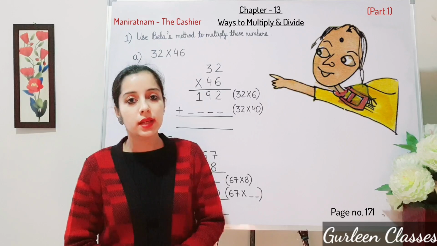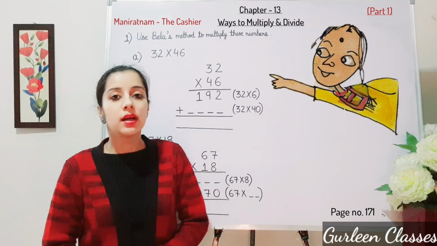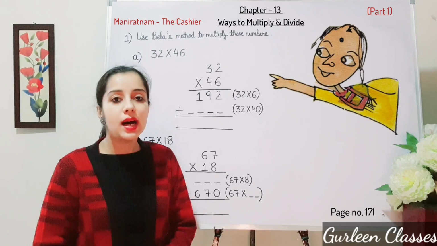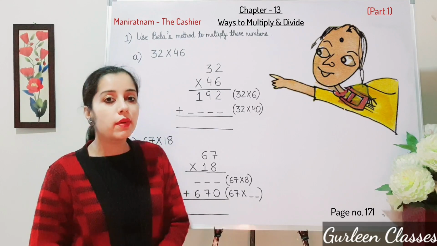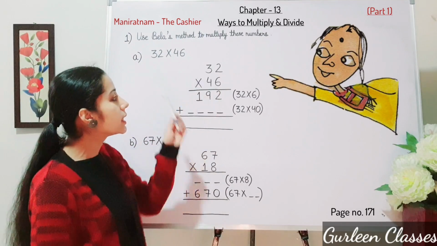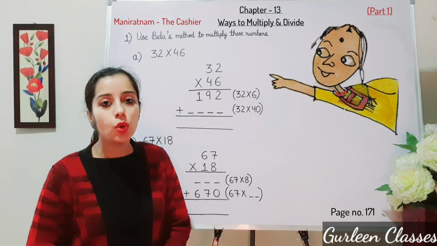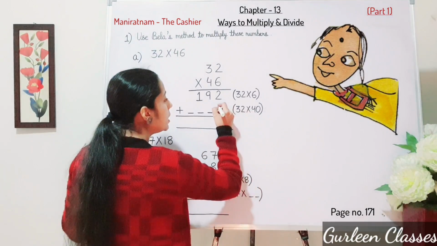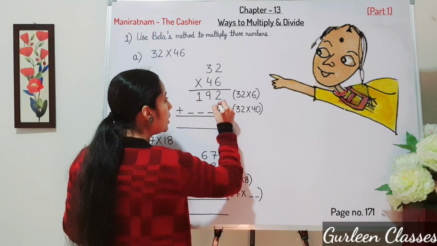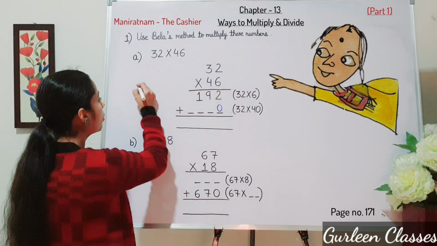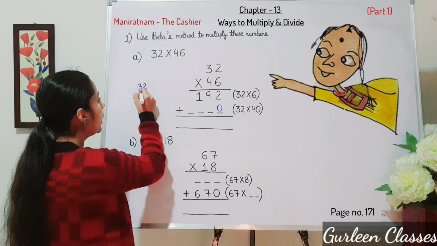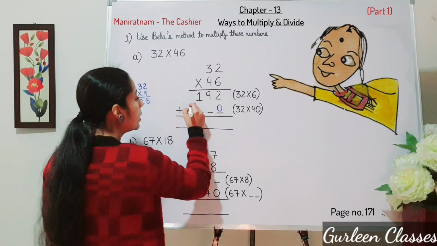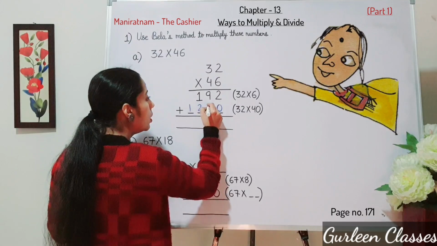Use Bella's method to multiply these numbers. Number 1, 32 into 46. By Bella's method we know that first we will multiply 32 by 6. Then we will multiply 32 by 40. For 40, first we will add the 0 here. So we simply have to multiply 32 by 4. So 32 into 4, that is 128. So right here 1, 2, 8.